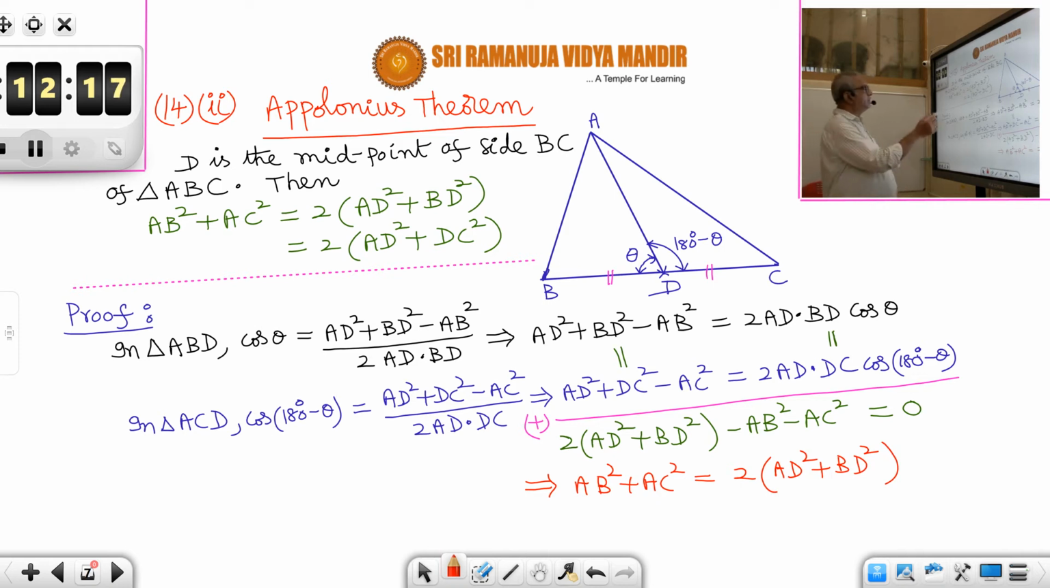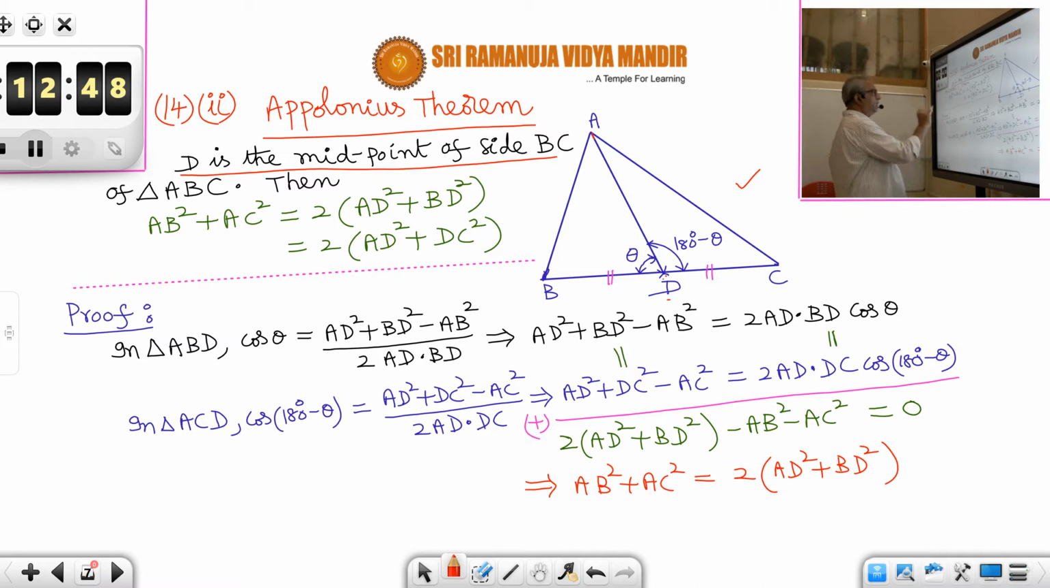Apollonius theorem is the theorem just derived by the previous cosine rule. See, here I have drawn the diagram. ABC is a triangle. D is the midpoint of the side BC, suppose. So here I have written D is the midpoint of side BC. Then join AD. Then AD you call it median, is it not? Joining a vertex to the midpoint of the opposite side, that line segment is called a median.